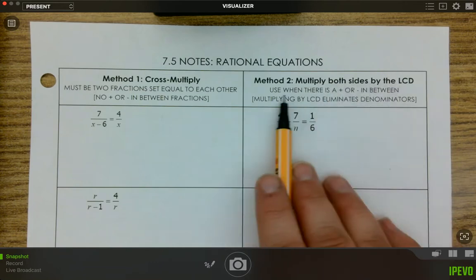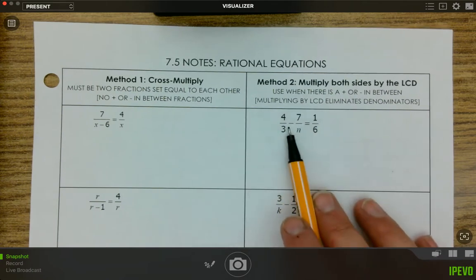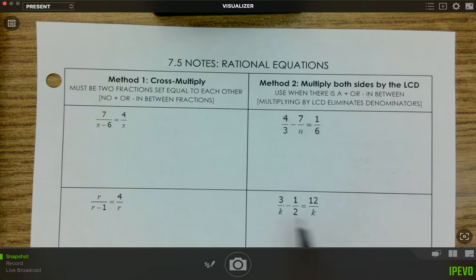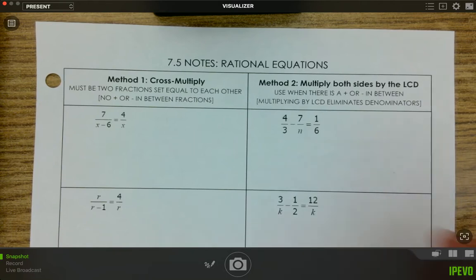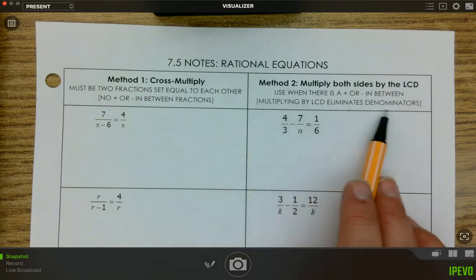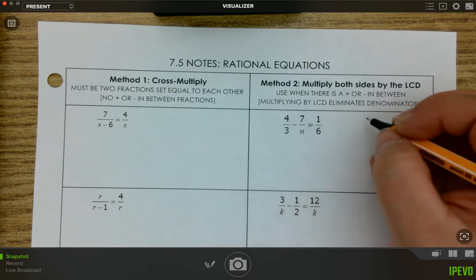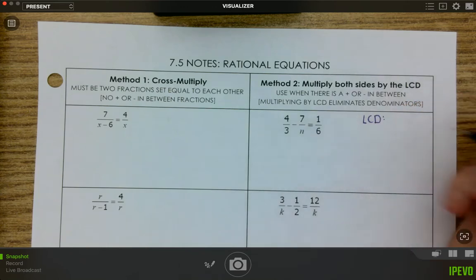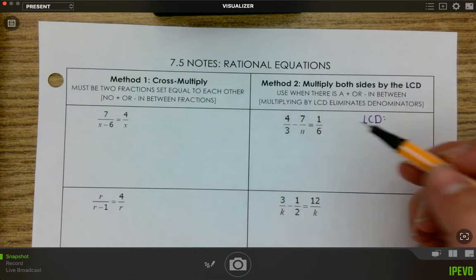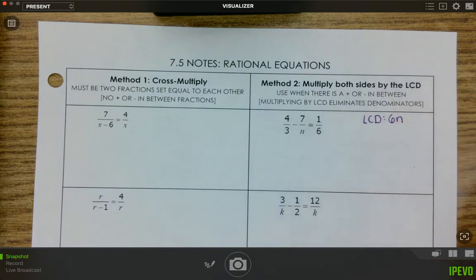the LCD. You want to use this method when there is a plus or minus in between. So if you notice, these have a minus in between, the other one has a plus, etc. And what you're going to do is multiply by the LCD to eliminate the denominators. Only on the top. So, for instance, as we look at this first one, we're looking for something that we can basically multiply 3 to get to, n to get to, and 6 to get to. And that is 6n. 3 and 6 both go into 6, and then you need the n at the end.